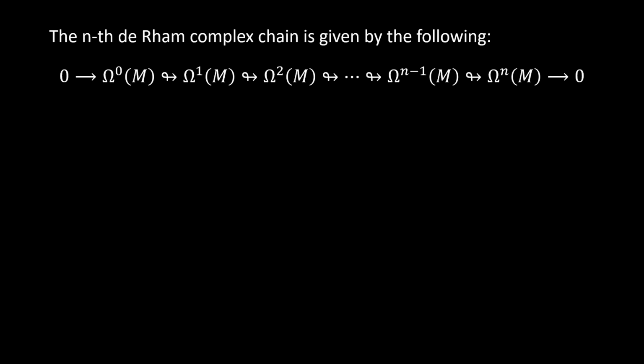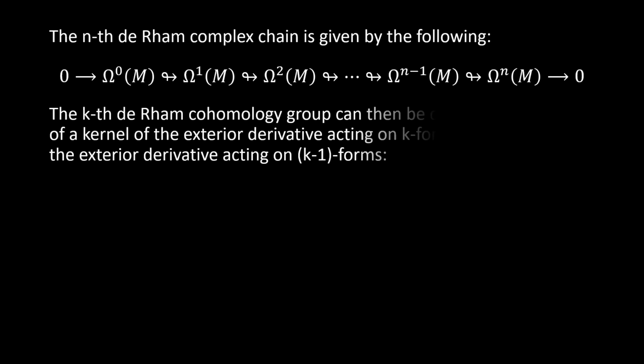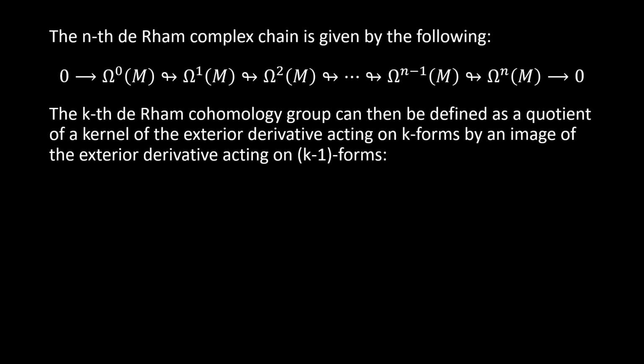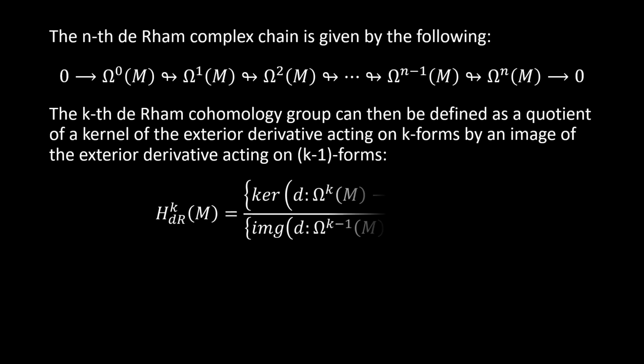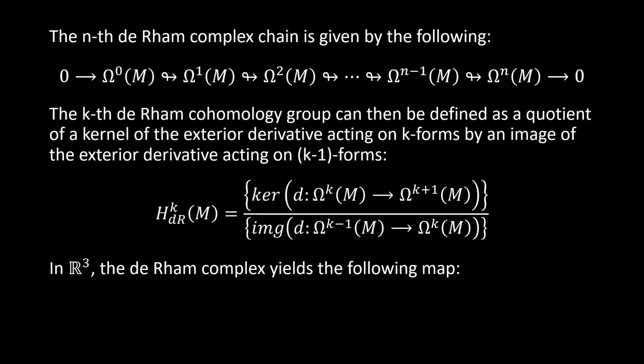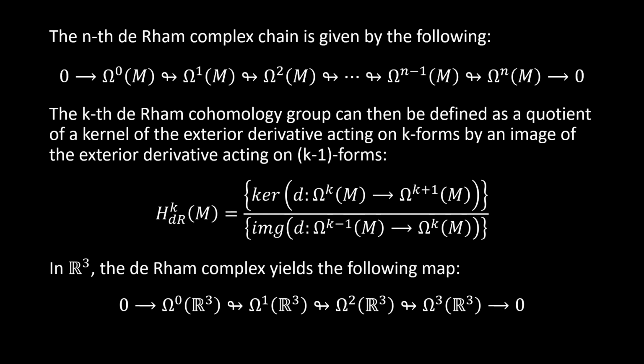The nth de Rham complex chain is given by the following. The kth de Rham cohomology group can then be defined as a quotient of a kernel of the exterior derivative acting on k-forms by an image of the exterior derivative acting on k minus 1 forms. In R3, the de Rham complex yields the following map. And we go from smooth function spaces from 0, 1, 2, and 3. We're just defining gradient, curl, and divergence. And so that's where the fundamental theorems of calculus really start to come from.